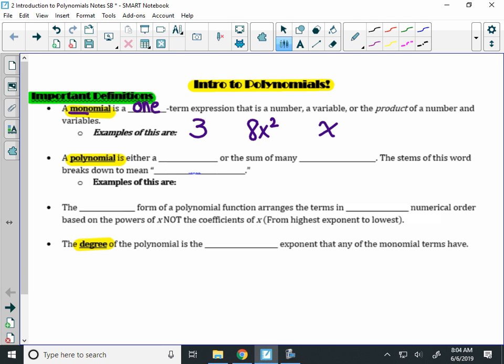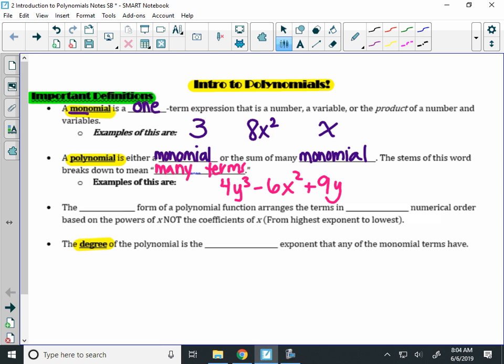A polynomial is either a monomial or the product, or the sum of many monomials. That means they're put together. Sum means by addition or subtraction. The word polynomial breaks down to mean many terms. So what's an example of a polynomial? Well, it could be something like 4y cubed minus 6x squared plus 9y. Something like that. There's pluses and minuses. Each term is separated by a plus or a minus.